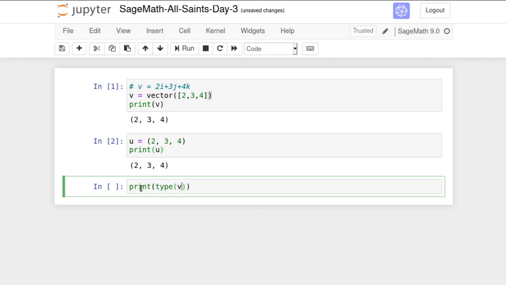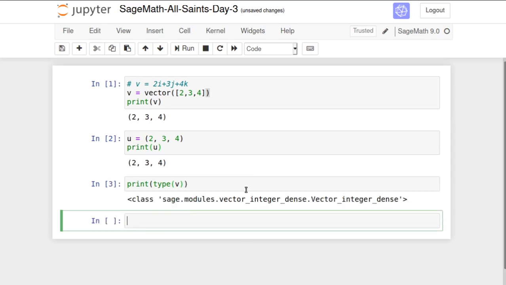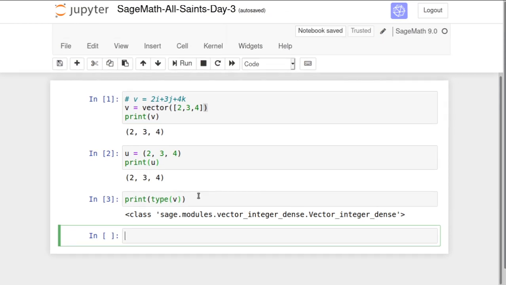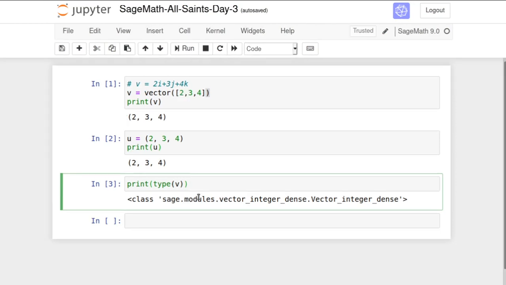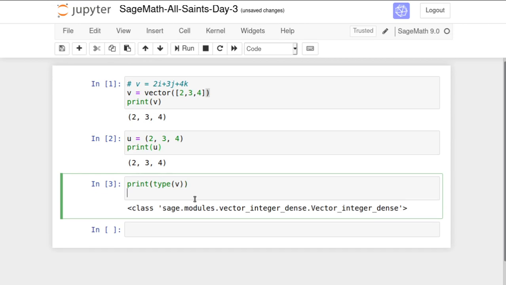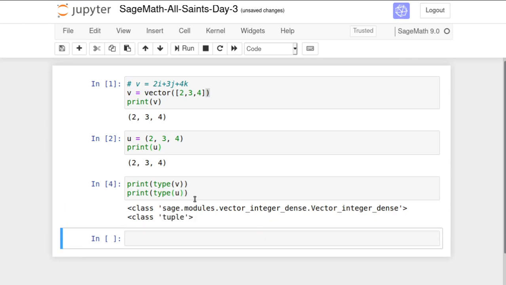what the type of this object v is. If you use the command type in Sage, you will see that v is an element of vectors with integer coefficients in some module. A Sage module means that it is actually a library. So it is a member of the integer vector space. But on the other hand, if you see what type of object u is, you will see that this is just a tuple. What is the basic difference? Tuple, vector, these are all just names.